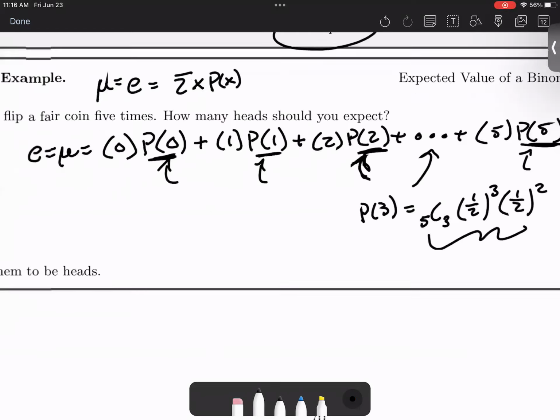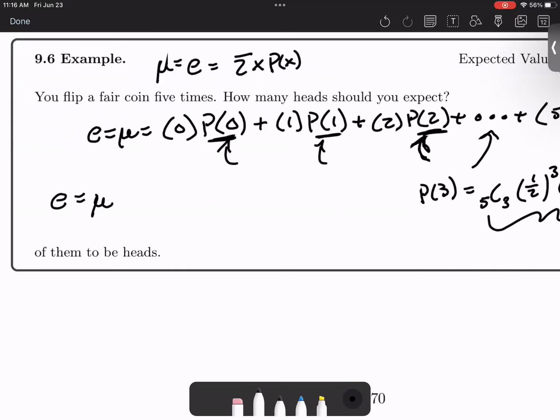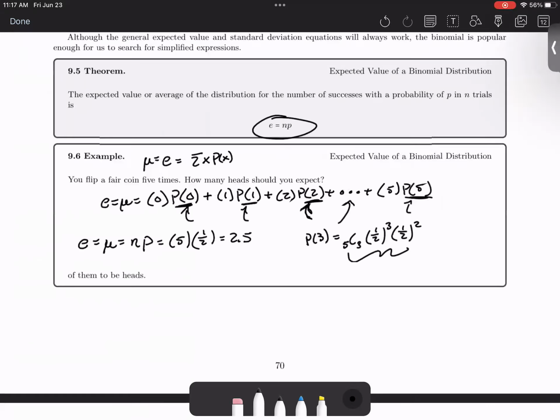That's a lot. So let's use a shortcut that says that the expected value, you can only do this for a binomial probability distribution, is equal to n, the number of trials, times p, the probability of success. Here, you're flipping 5 times, and the probability of flipping heads is 1/2. So we get 2.5. So the end of that equation would have been 2.5 also. But if you know that your distribution is a binomial distribution, then why not use your shortcut?